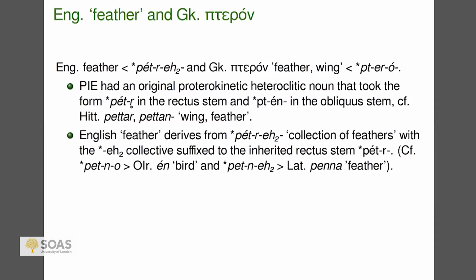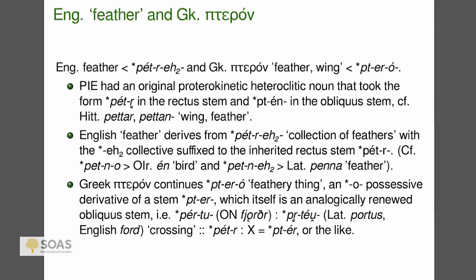English derives from petrech, which should mean something like a collection of feathers, where this ech suffix is put on the inherited nominative petr. And this is just a parallel to show this sort of thing happening, but not in exactly the same way, also in Irish and Latin. Whereas Greek instead started from a possessive adjective that meant feathery thing, that came from peter, which itself was an analogically renewed oblique stem. And we give an analogy of the type we saw yesterday.